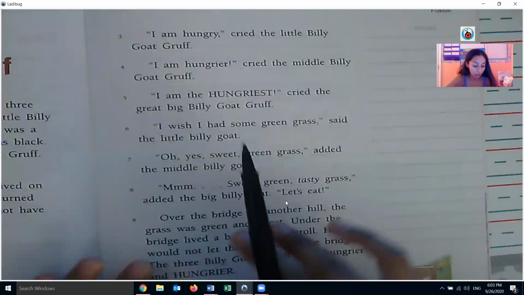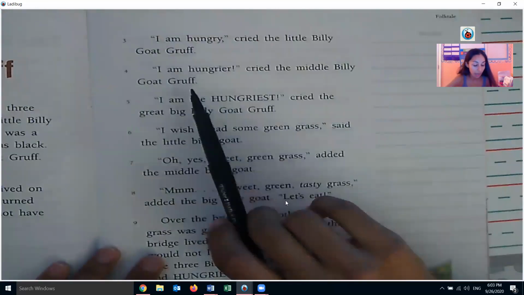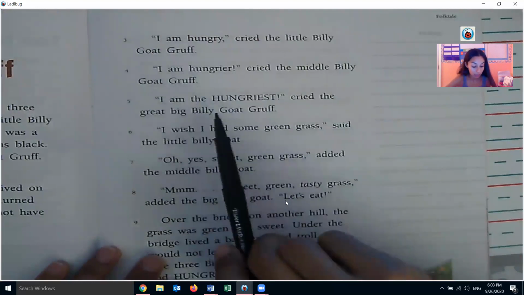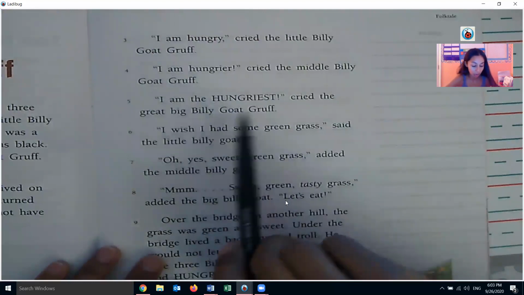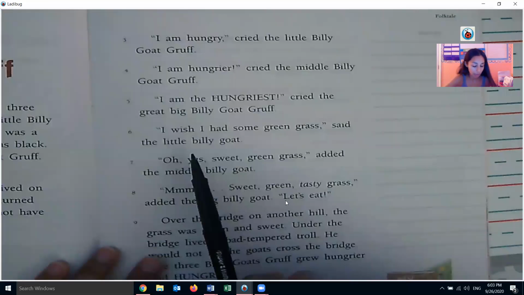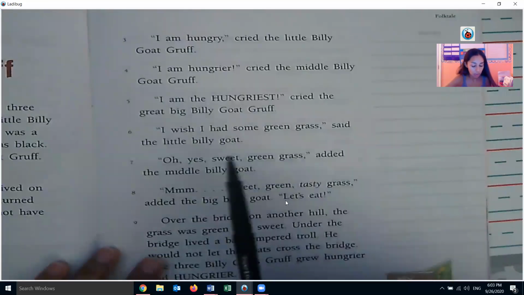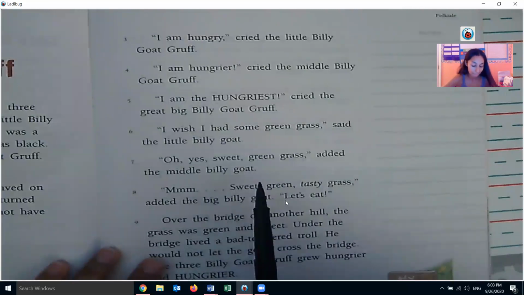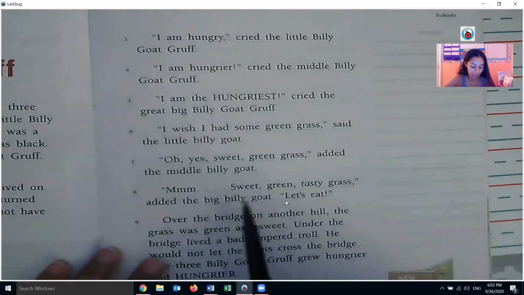I am hungry, cried the little Billy Goat Gruff. I am hungrier, cried the middle Billy Goat Gruff. I am the hungriest, cried the great big Billy Goat Gruff. I wish I had some green grass, said the little Billy Goat. Oh yes, sweet green grass, added the middle Billy Goat. Sweet green tasty grass, added the big Billy Goat.